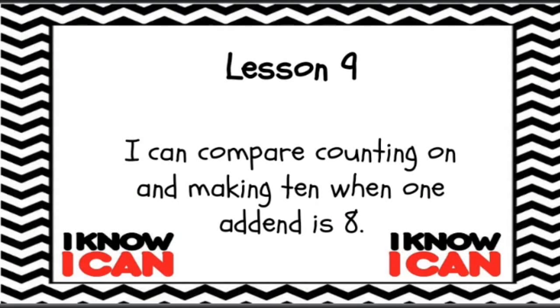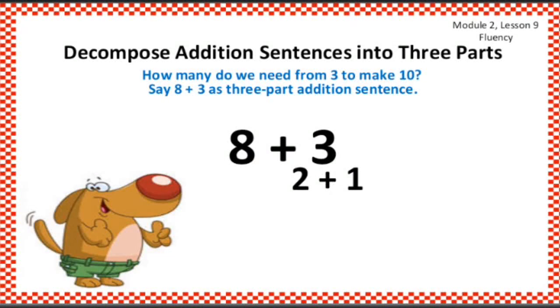So quickly let's begin. Now we are going to decompose addition sentences into 3 parts. How many do we need from 3 to make 10? Don't forget you are making 10. You can see I broke my 3 into 2 and 1. So that means I need 2 from 3 to add to 8 to make 10. So say 8 plus 3 as a 3-part addition sentence. That will be 8 plus 2 plus 1 because I broke my 3 into 2 and 1.